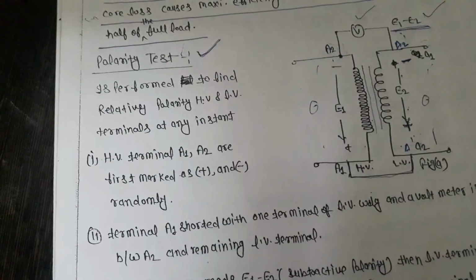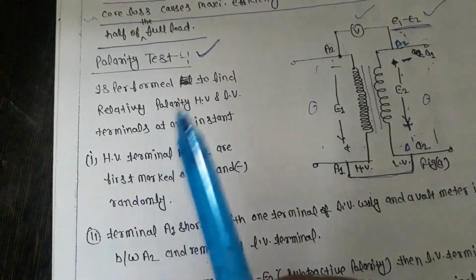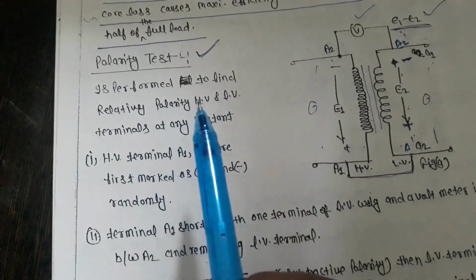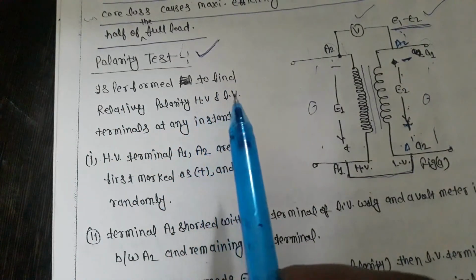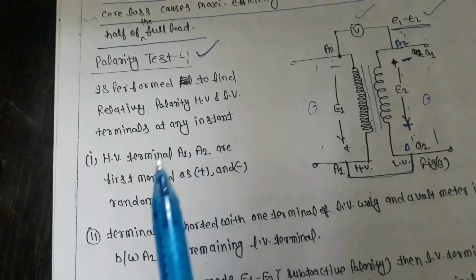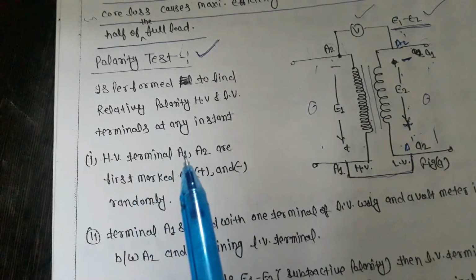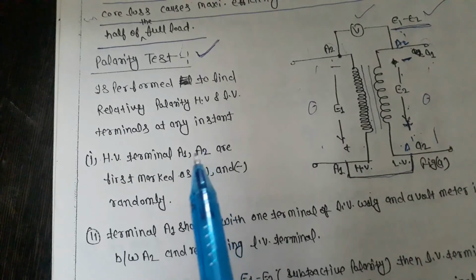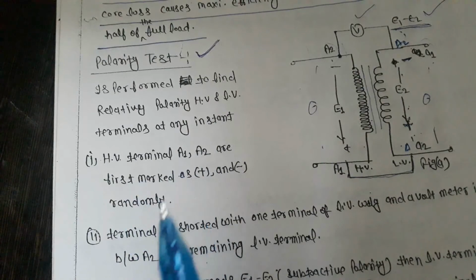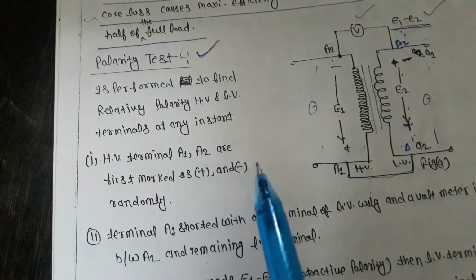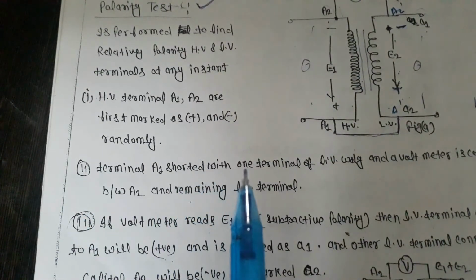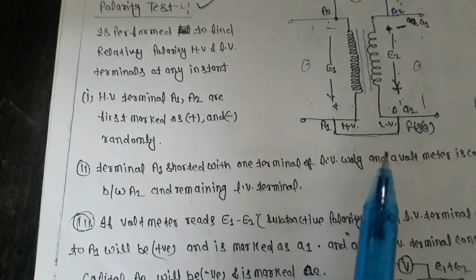First, it is performed to find the relative polarity of the high voltage and low voltage terminals at any instant. The high voltage terminals are A1 and A2, and first mark them as plus and negative at random. Determine A1 shorted with one terminal of the low voltage winding.